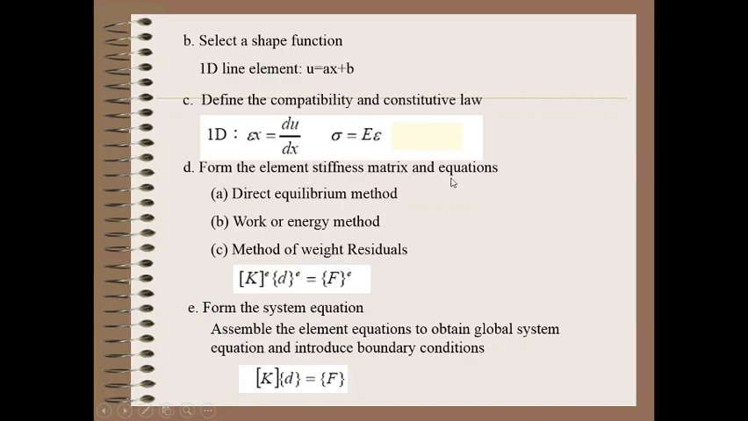Form the element stiffness matrix and equations. First, there are three methods: the direct equilibrium method, the work or energy method, and the method of weighted residuals. So this is the formula for the method of weighted residuals.